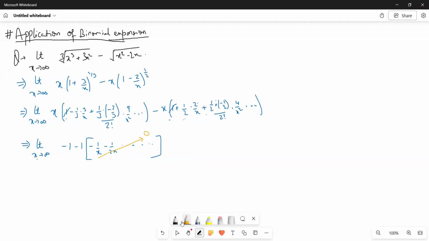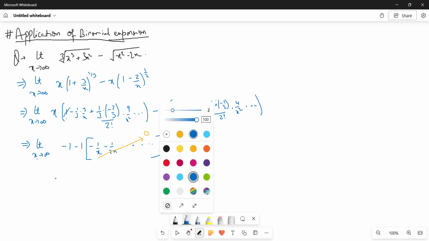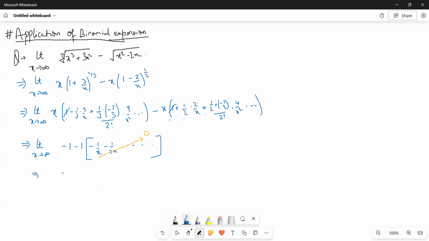So what is the answer that we get for it? Minus 2. But more importantly, was everyone able to understand the mechanism of this binomial expansion?